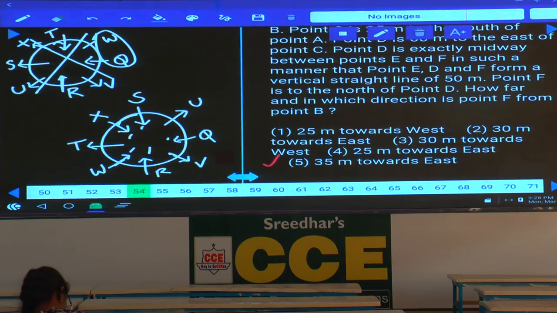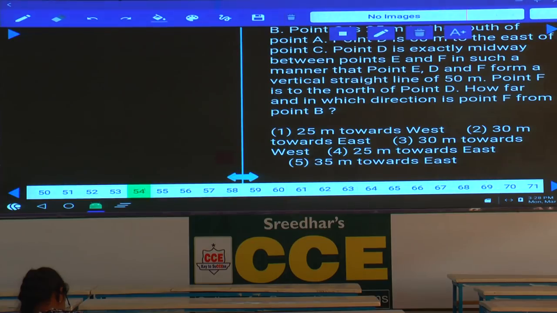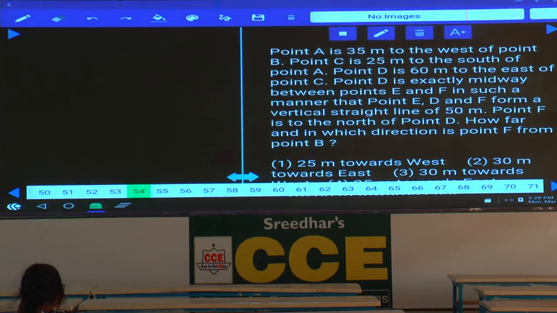Then question number 54. Now in this 54, it is based on directions. A is 35 meters to the west of B. B is here. A is, what is the distance here? 35 meters. A is 35 meters to the west of B. C is 25 meters to the south of A. And D is 60 meters to the east of C.